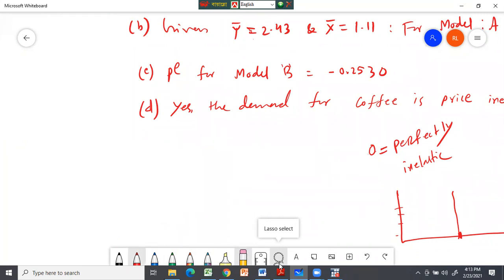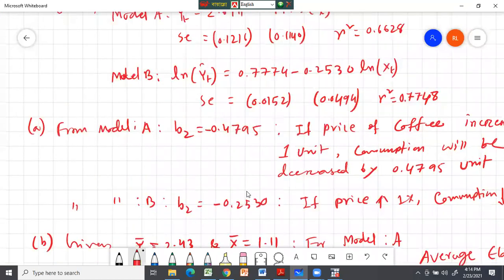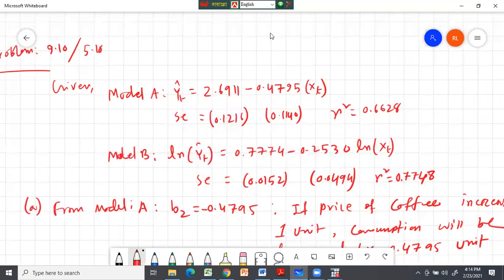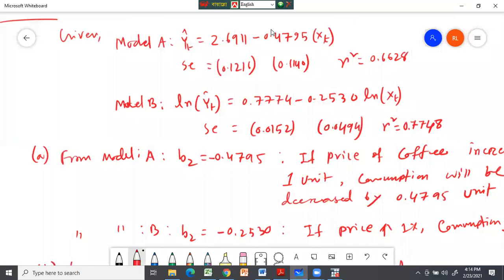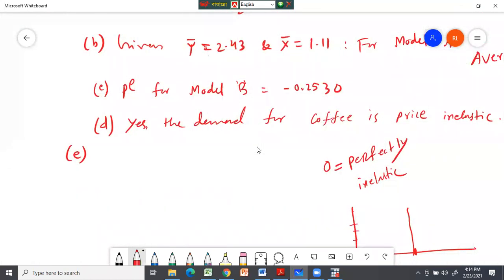In part E, you have been asked, how would you interpret the intercept in model B? Now come to the point of intercept. So long we have discussed the slope coefficient, the elasticity coefficient in both models. But now in model B, the intercept value is found to be 0.774. What is the explanation of this?